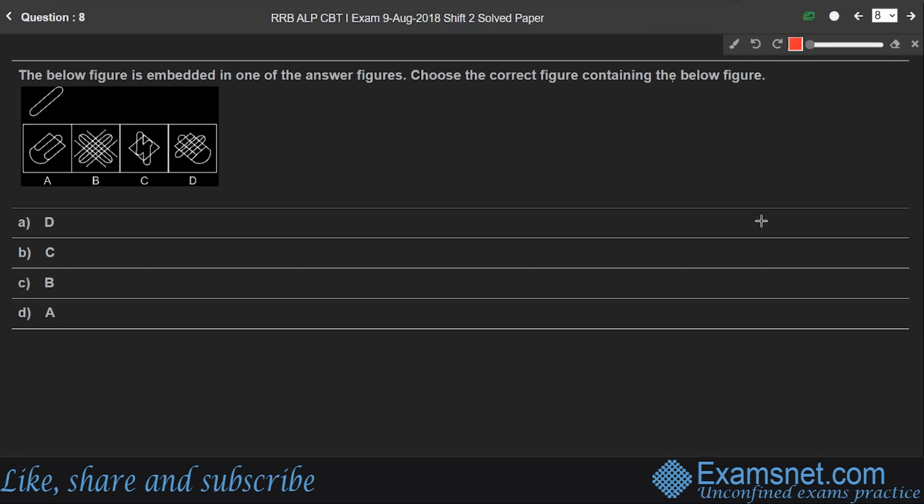Question number 8. The below figure is embedded in one of the answer figures. So choose the correct figure containing the below figure. So here the given figure is this one. This part is embedded in. Look at the second figure, figure B, in which I am showing now, in this part of the figure, the given figure is embedded. Therefore, it is embedded in B. That is option C is the right answer.